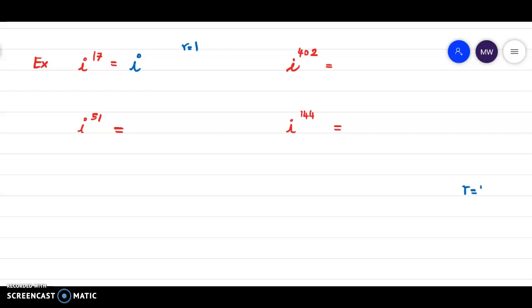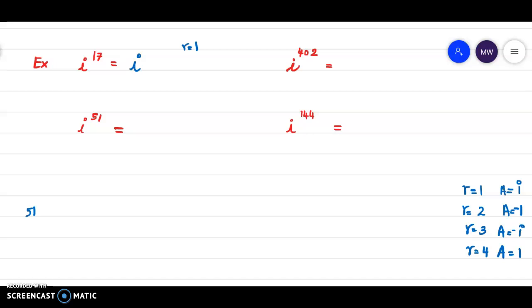When the remainder is 1, the answer is equal to I. And the remainder is 2, the answer is equal to negative 1. The remainder is 3, the answer is equal to negative I. The remainder is 4, the answer is equal to 1. You can always write it on the side when you do problems like this.